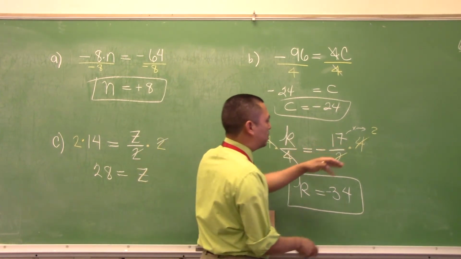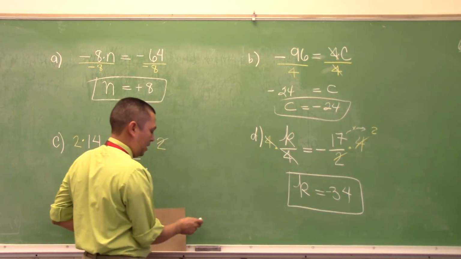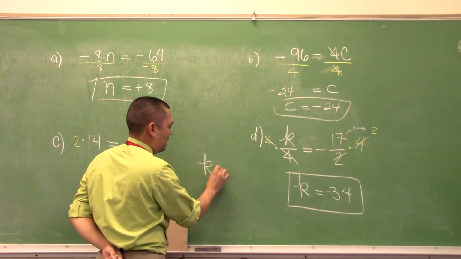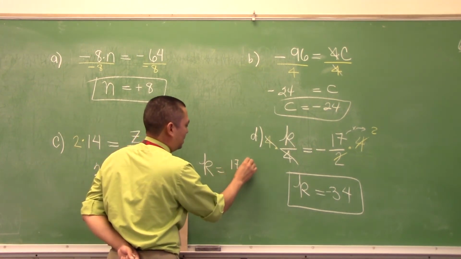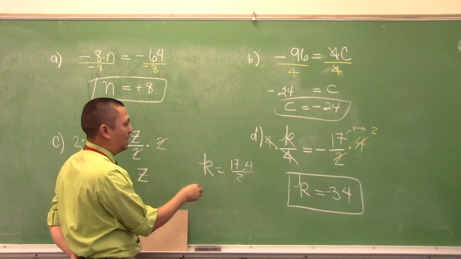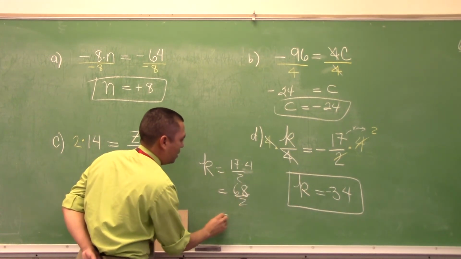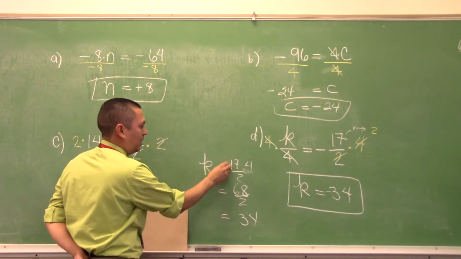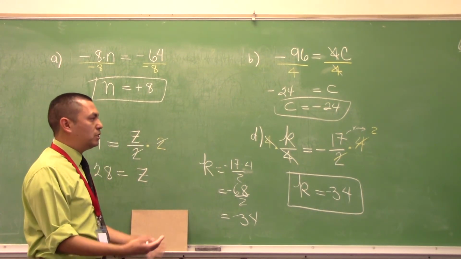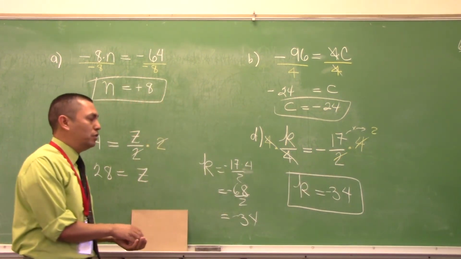Now, what happens if we multiply 17 times 4? We are going to get the same answer. I'm going to do it here. So I have k equals 17 times 4 over 2, and we know that 17 times 4 is 68, divided by 2 equals 34. Don't forget that this one is negative, and that will be your solution. So it's up to you how you do it. You can simplify or you can do the multiplication, and you're going to get the solution.